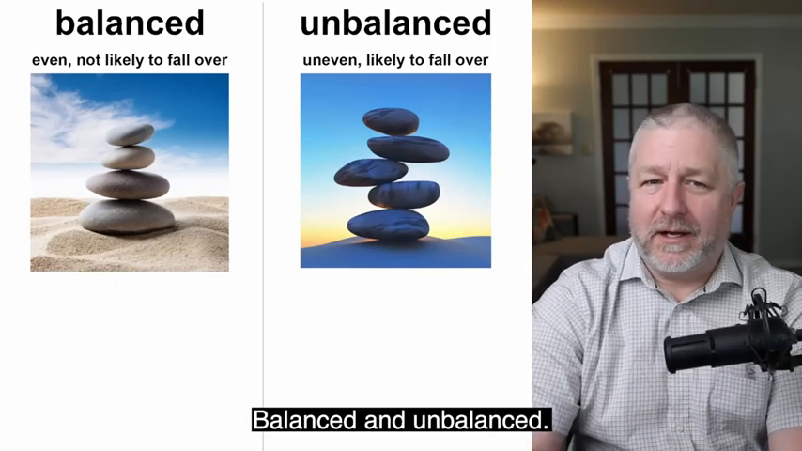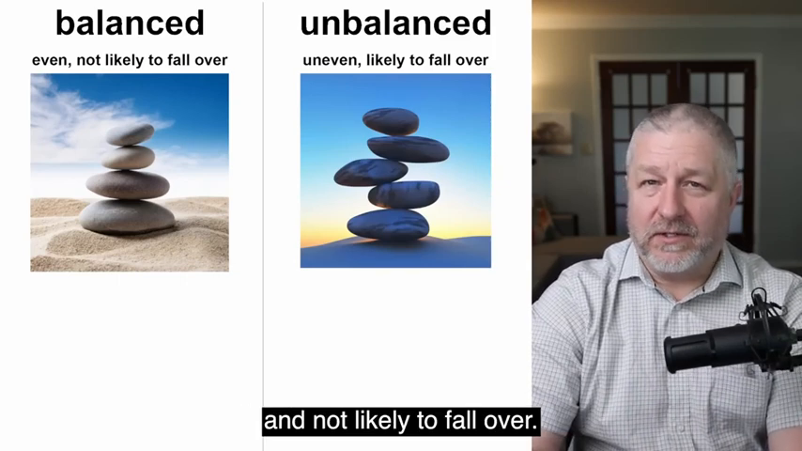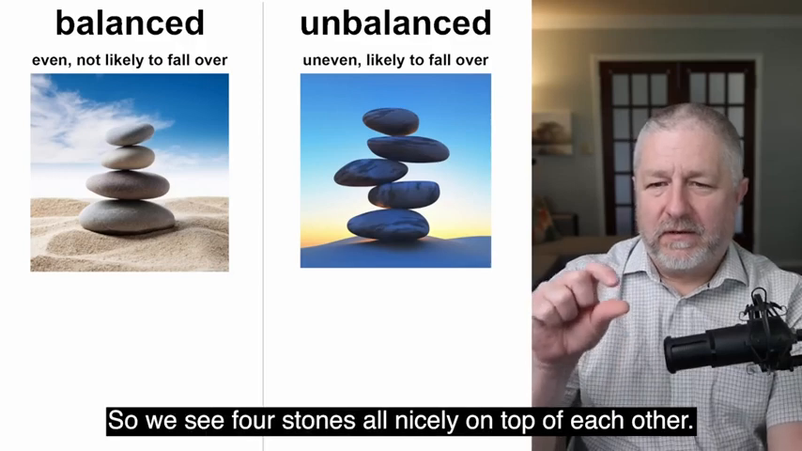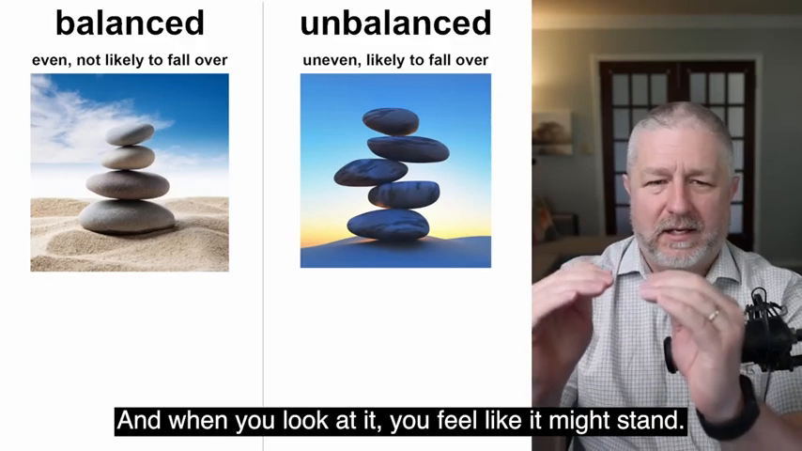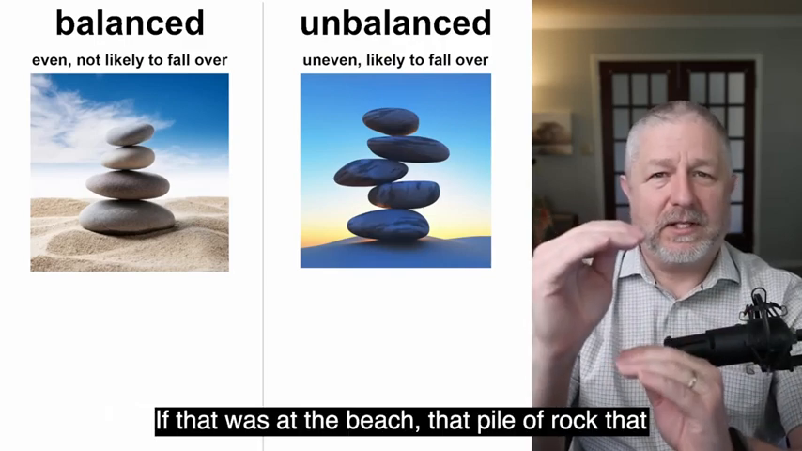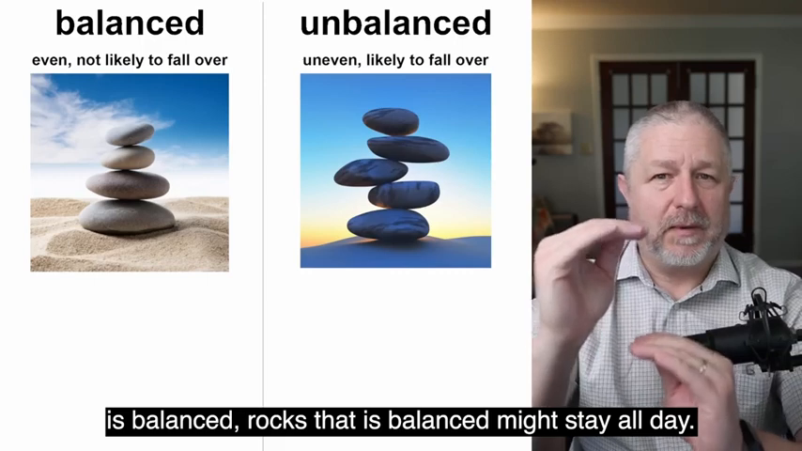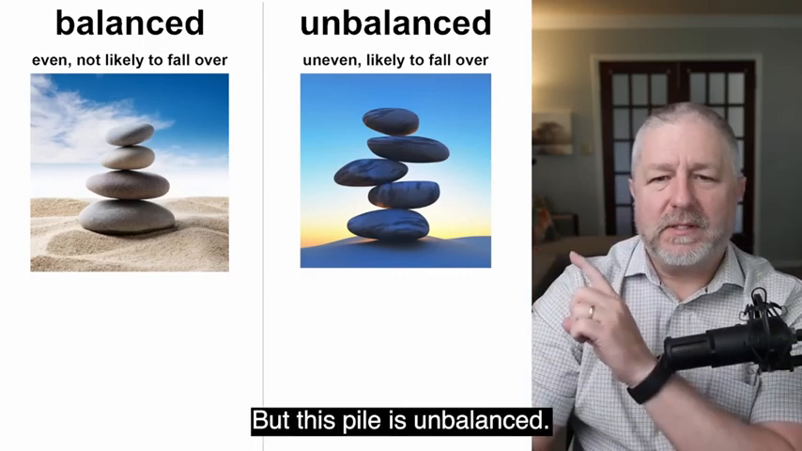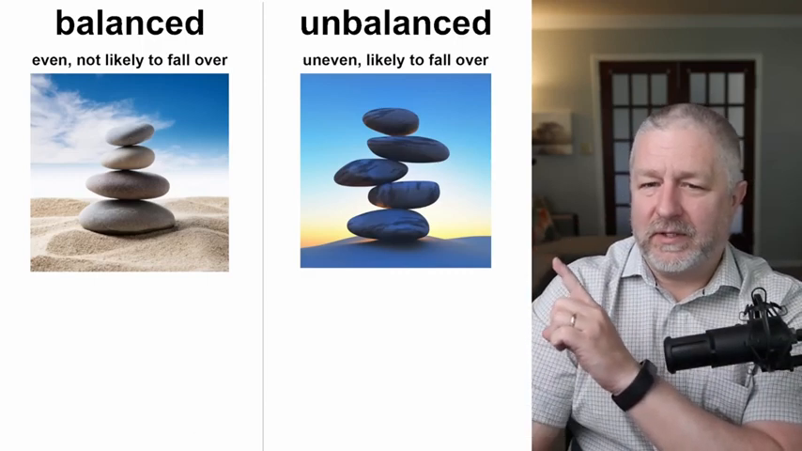Balanced and unbalanced. So if something is balanced, it's even and not likely to fall over. So we see four stones all nicely on top of each other. And when you look at it, you feel like it might stand. If that was at the beach, that pile of rocks that is balanced might stay all day. But this pile is unbalanced. It's uneven and it's likely to fall over.